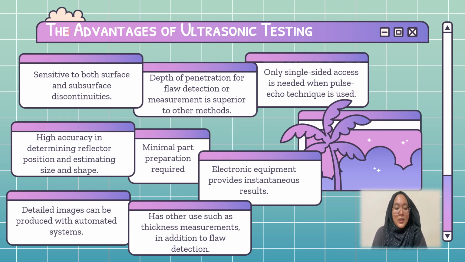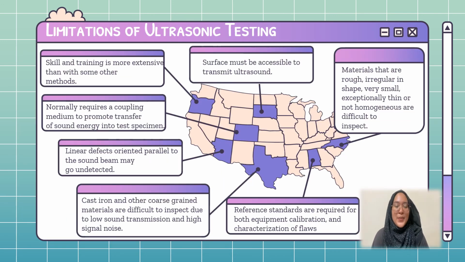Then, detailed images can be produced with automated systems. Lastly, it has other uses such as thickness measurement in addition to flaw detection. Next is the limitations of ultrasonic testing.